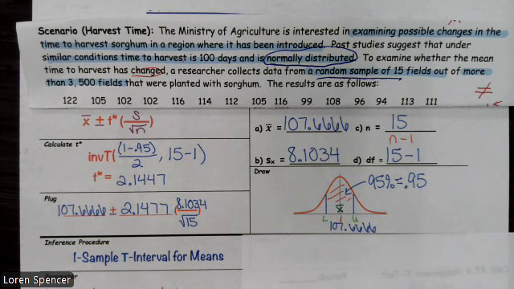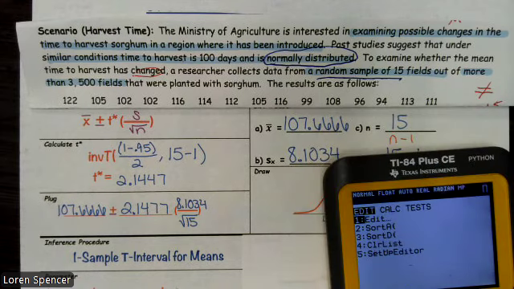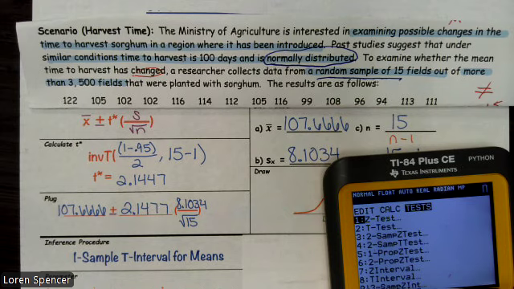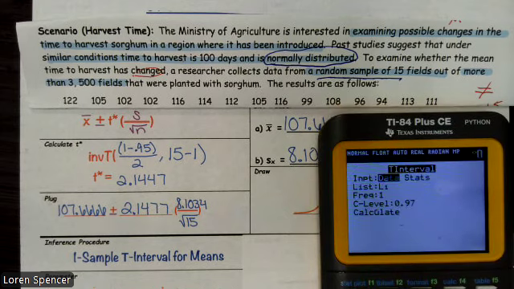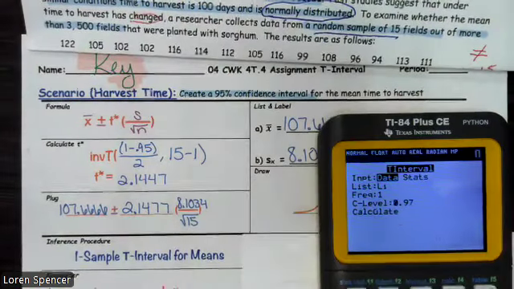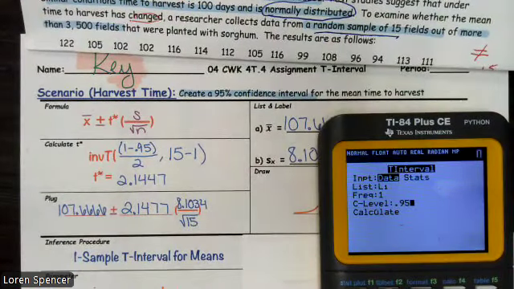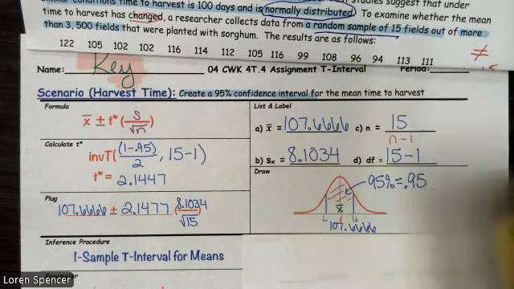All right. And I'm going to go ahead and calculate it since I have all that information. Stat test. And we're going to drop down to number 8, which is t interval. Our information is in our data. And we want to calculate a 95% interval. So 0.95. And I get a lower bound of 103 days to an upper bound of 112 days.